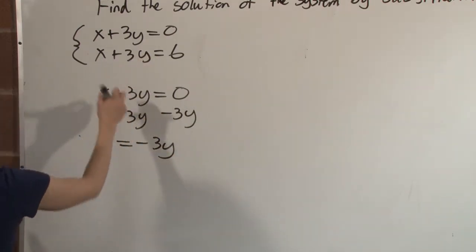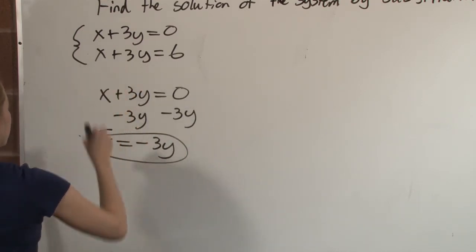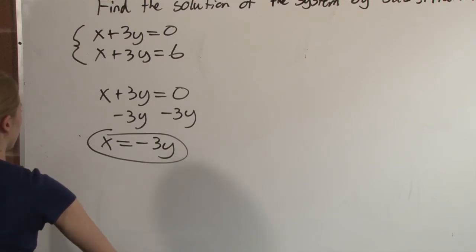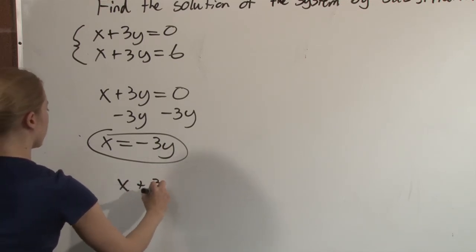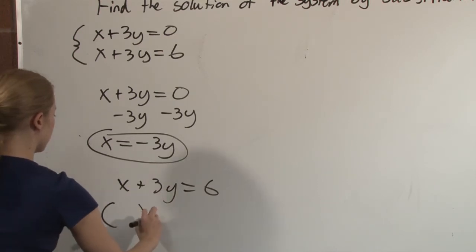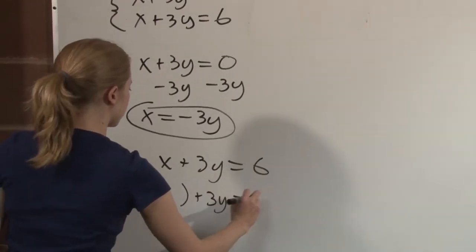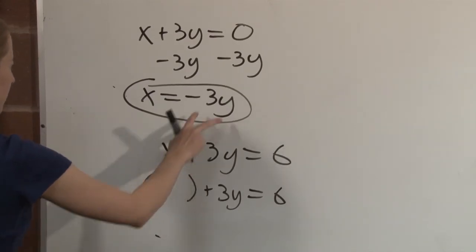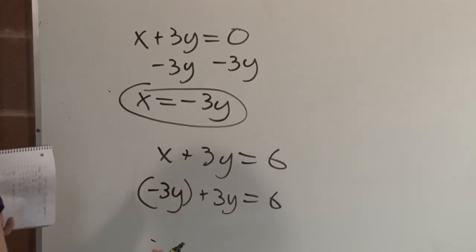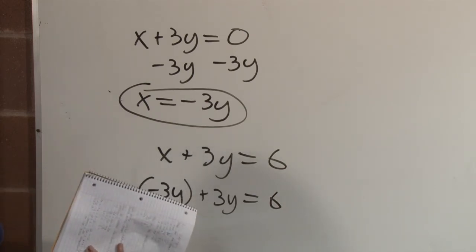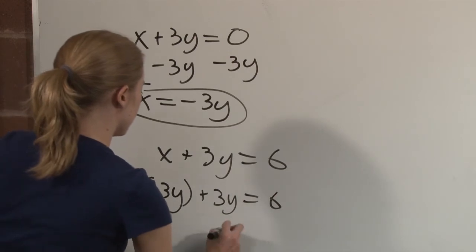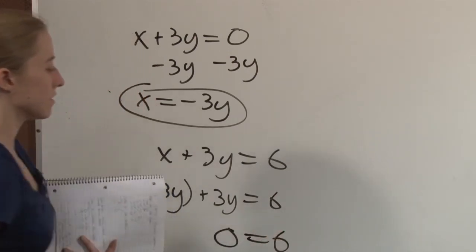And then I'm going to substitute that expression in to this equation. So I have x plus 3y equals 6. So I'm going to substitute this in for x. And then what do I get when I add a negative 3y plus a positive 3y? That is always going to be 0. So I just got 0 equals 6.